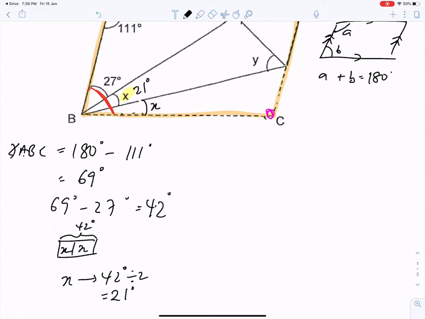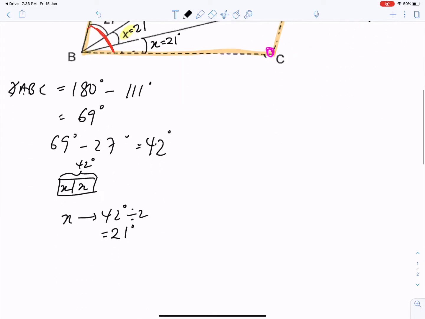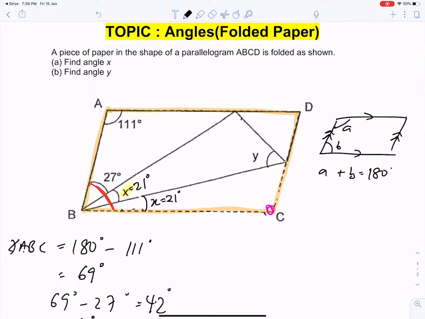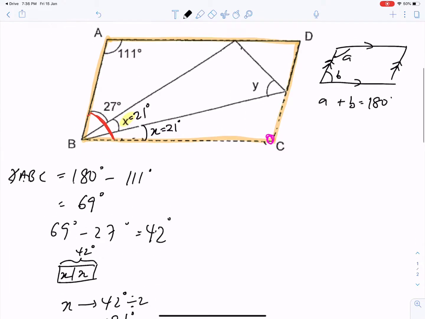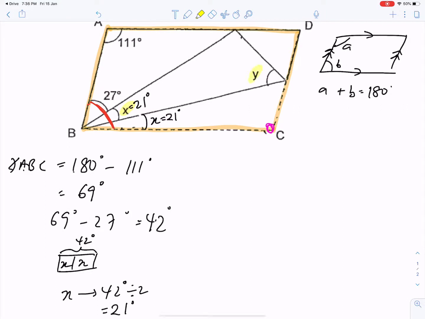Another tip I have for you, when you have angles questions: when you achieve a certain value, try and put it back in the diagram. Take a pencil, put it back in the diagram. Now the next part. First one is done, X is done. Find angle Y. So angle Y is over here.